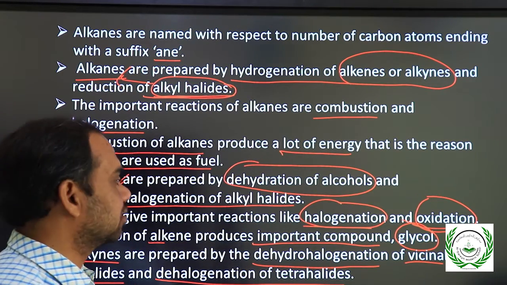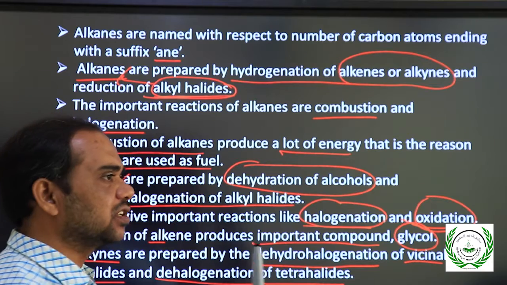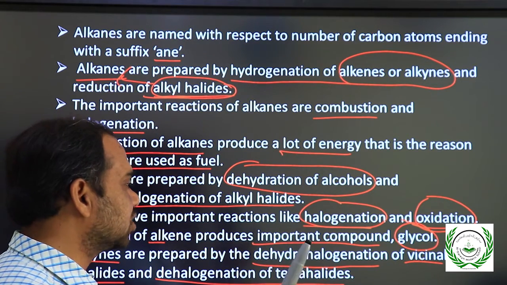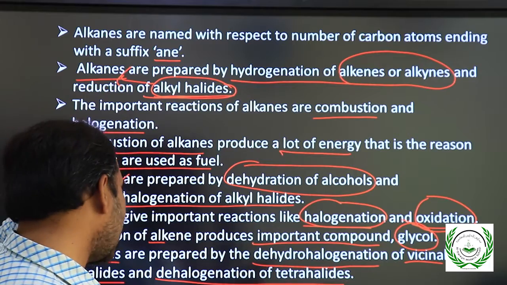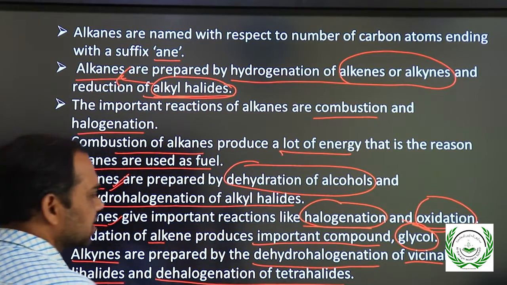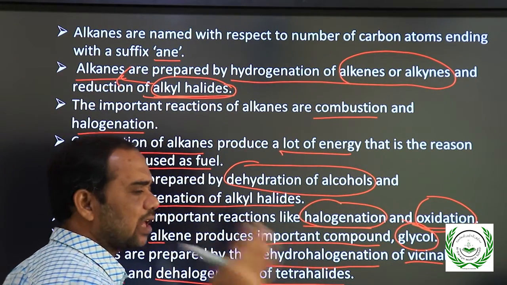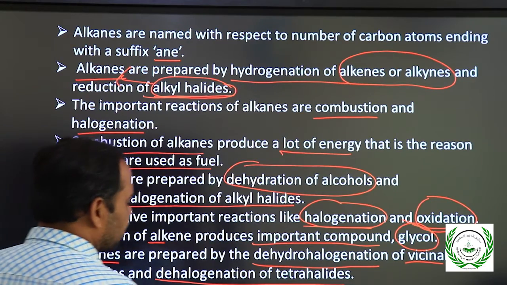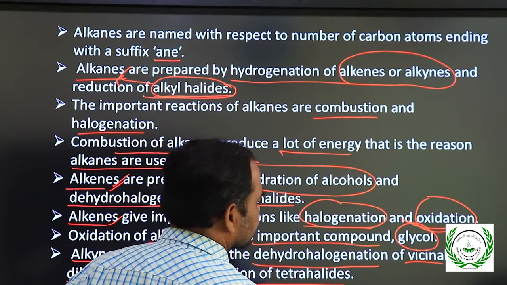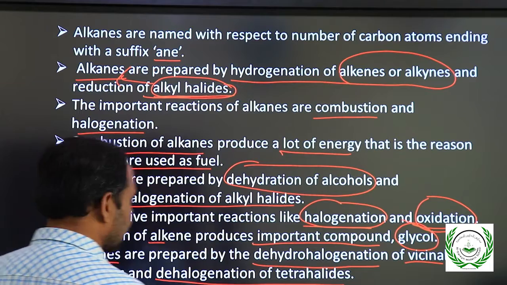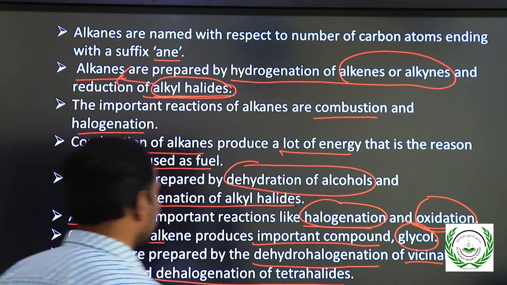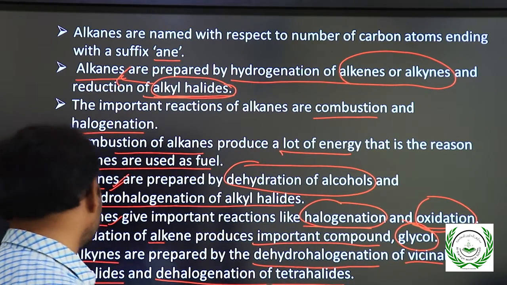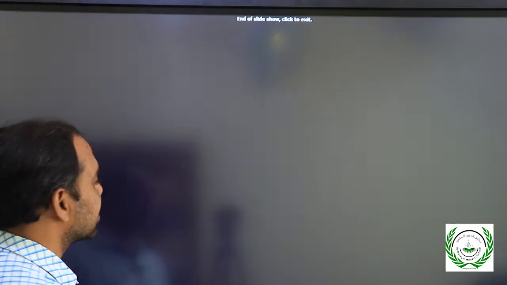Next, alkynes are prepared by the dehydrohalogenation of vicinal dihalides and dehalogenation of tetrahalides. De means removing. Dehydro, removing hydrogen. Dehalo, removing halogen. Dehydrohalogenation, removing hydrogen and halogen. Tetrahalides have 4 halogen atoms. The important reaction of acetylene is oxidation, which produces oxalic acid. Remember, acetylene on oxidation, addition of oxygen, produces oxalic acid.